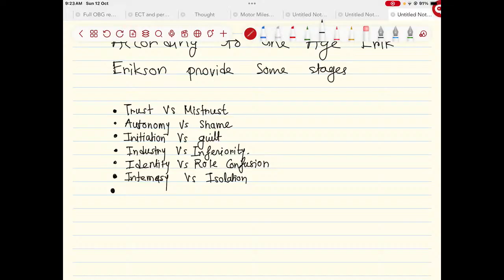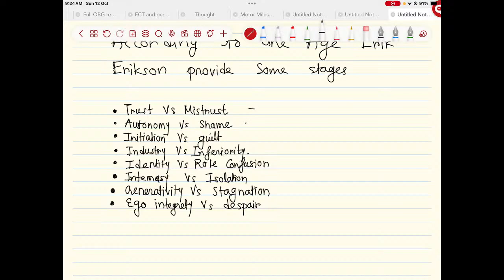Generativity versus stagnation. And the last one is ego integrity versus despair. So these are the stages.